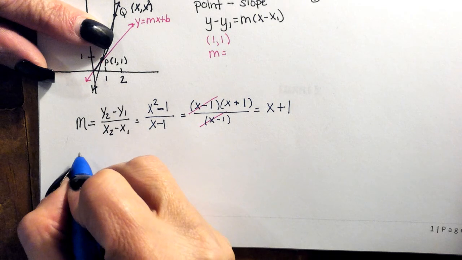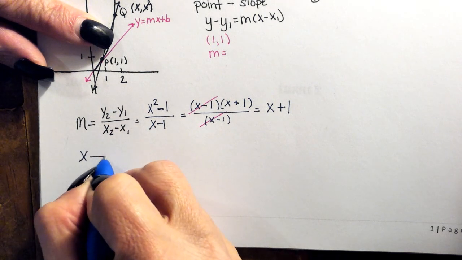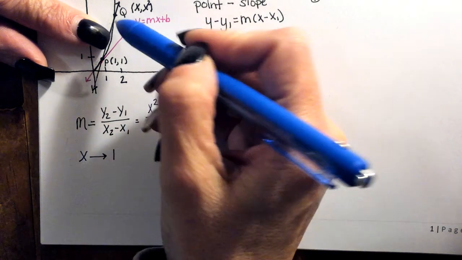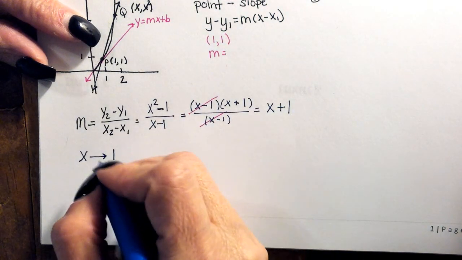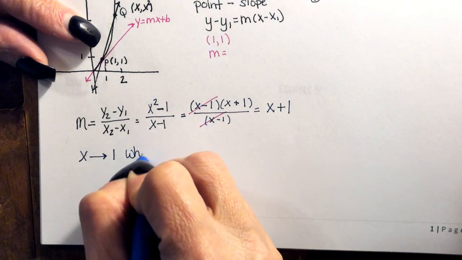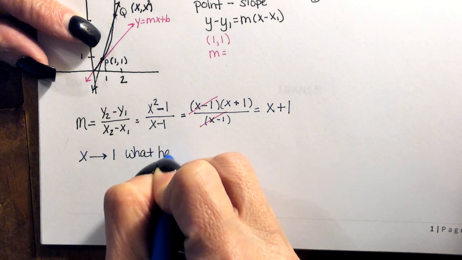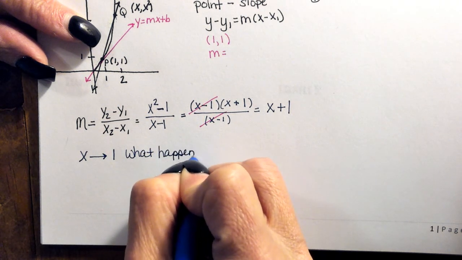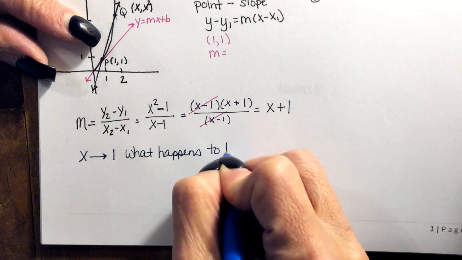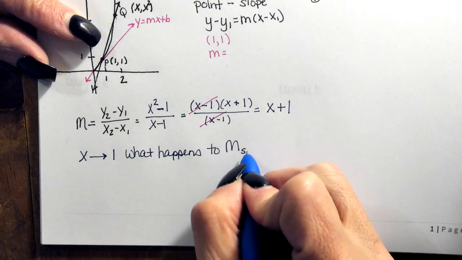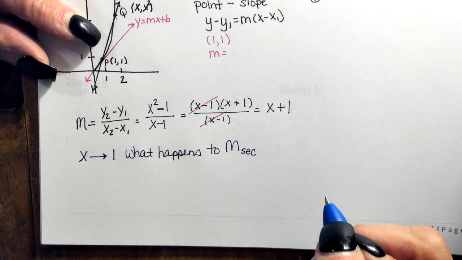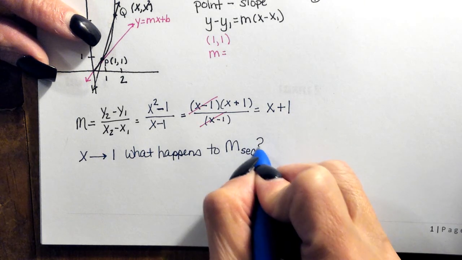Let's see. So let's say as X approaches 1, as it moves down the curve, what happens to our tangent line? So let's say what happens to the slope of the secant line. Oh, my computer just, there it goes. I hope that didn't mess up my recording. Nope, it still looks like it's going.